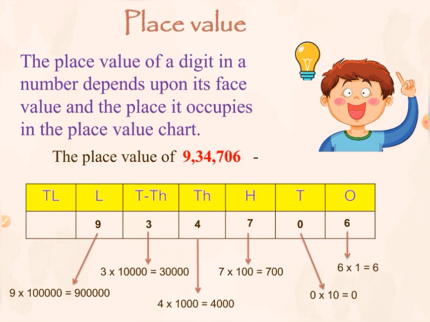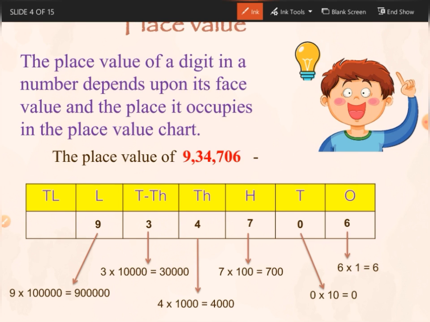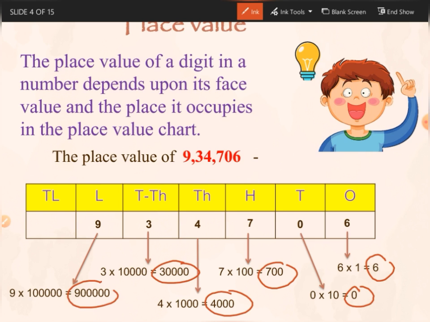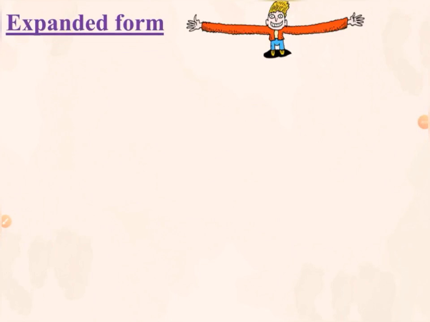So in this way we can find the place value of each digit. So here the place value of 6 is 6. The place value of 0 is 0. The place value of 7 is 700. The place value of 4 is 4000. The place value of 3 will be 30,000. And the place value of 9 will be 9 lakh. Clear children? Now let us start with our topic for today, which is expanded form of a number.